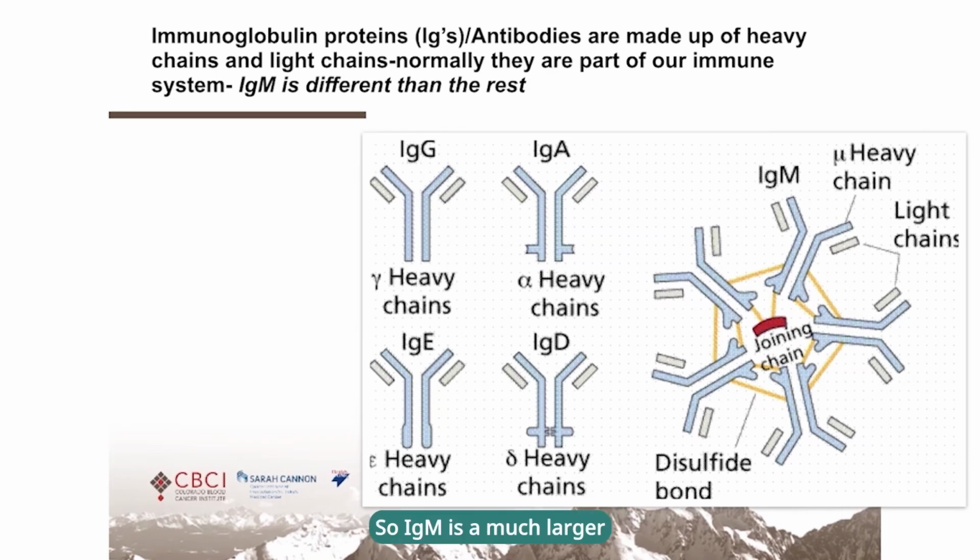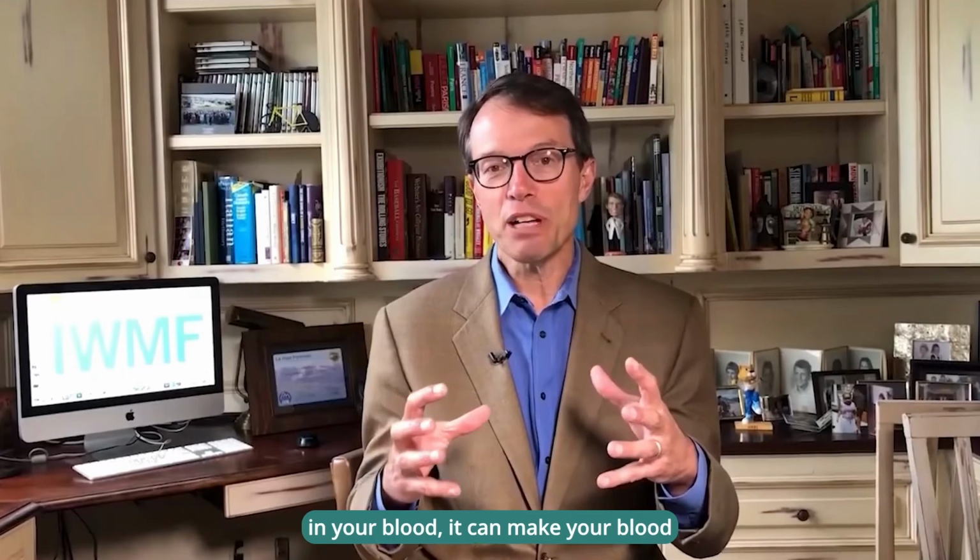So IgM is a much larger protein than the others. And the reason this becomes an issue is that it's so much larger that if you get enough of it in your blood, it can make your blood very thick or viscous. And that's one of the reasons it can do that.